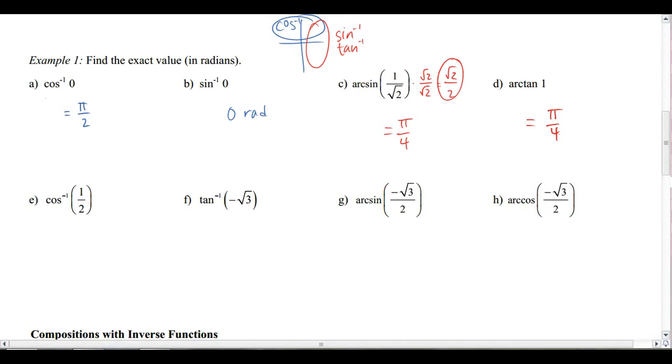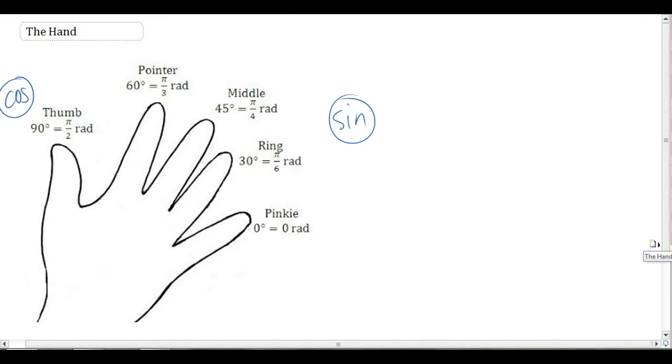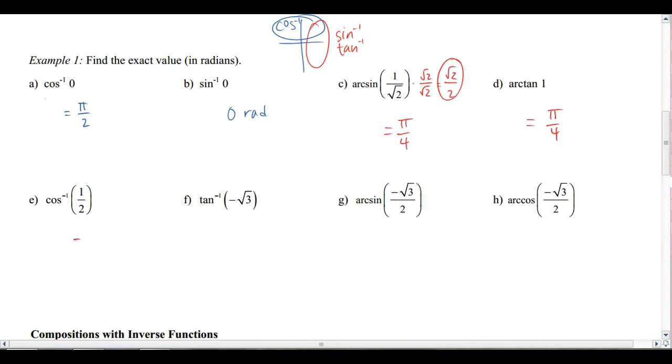Cosine is quadrants 1 and 2. Don't forget, go back to your hand. Cosine is the upper fingers. We only want to see one finger, so therefore we should fold this guy down. And if I do, that means we're talking about pi over 3 or 60 degrees. And now I know that that answer is pi over 3. So far hasn't been too tricky.